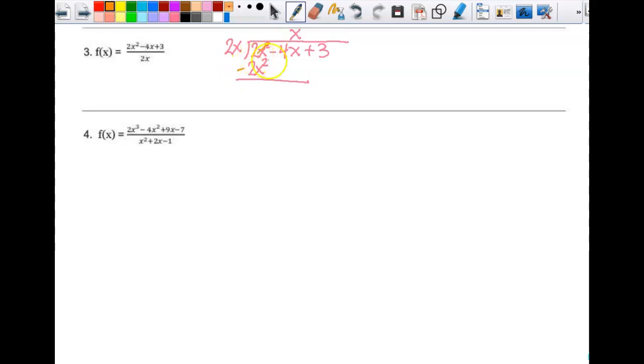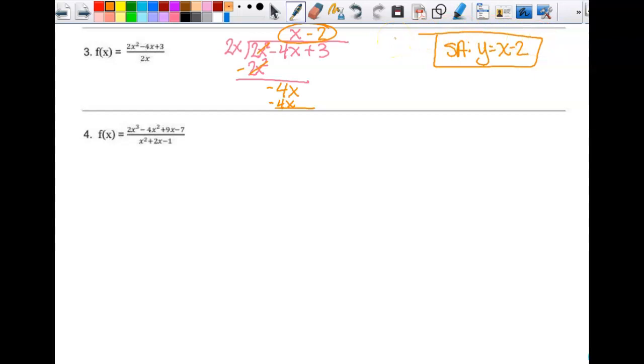So then I subtract those, 0 out. I bring down my negative 4x. Then this is minus 2, so then negative 4x. And then I have a remainder, but again, I don't care about the remainder. So once I get my linear up here, I'm really done. My slant asymptote then is at y equals x minus 2.